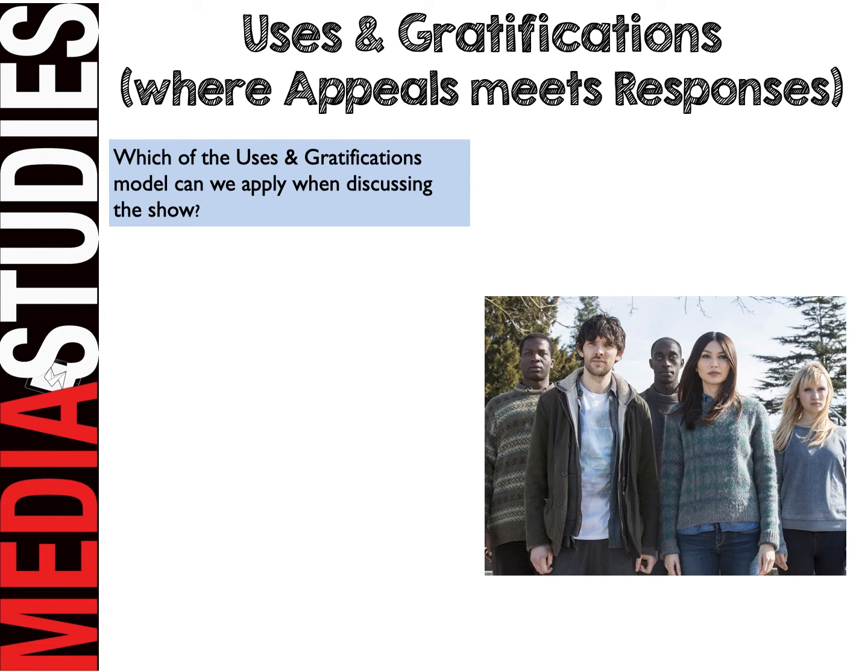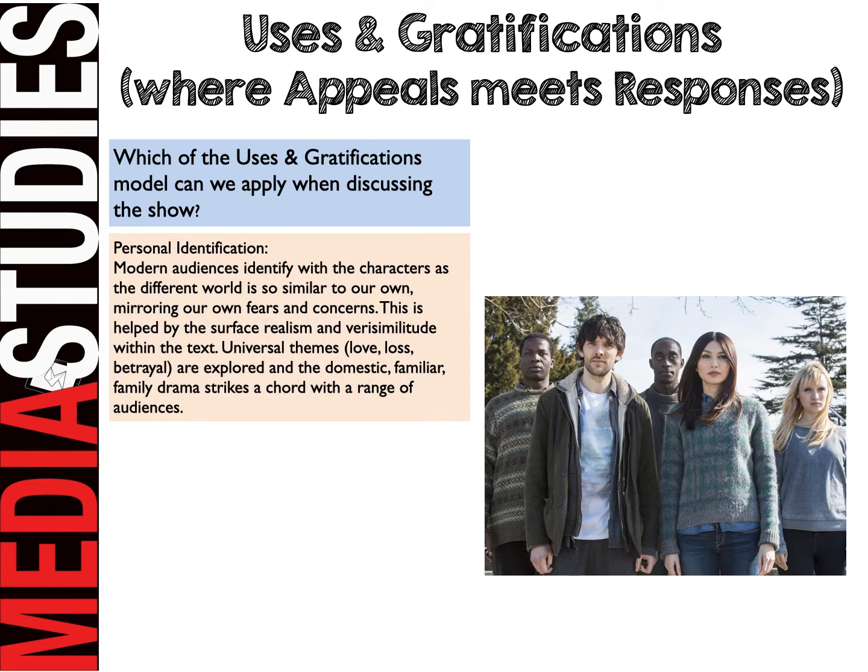First of all, how can we apply the idea of personal identification to the show Humans? Well, modern audiences would identify with the characters as that different world is so similar to our own, mirroring our own fears and concerns. And this is obviously helped by the surface realism, or what we call verisimilitude within the text. This is a show that's quite recognisably England. There are universal themes that we would see appear in lots of dramatic media and art: love, loss, betrayal. All of these are explored, and of course, not only those grand themes, but also the domestic, the familiar. That family drama strikes a chord with a range of audiences.